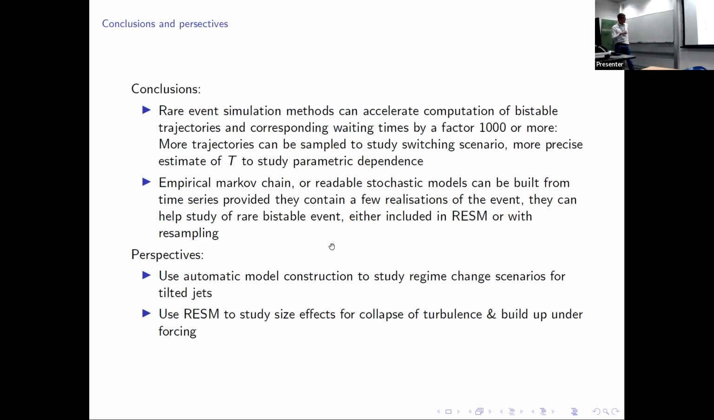So then as perspective, I plan to use again these systematic model constructions for the tilted jet problem to study basically all the bifurcation scenarios when you change the parameter for this specific problem in the experimental facility, and also use the relevant simulation methods to look further into the bistability of laminar and turbulent flow in plate flow. And among other things, what happens when you put some forcing to plate flow when it goes toward turbulence? What happens? I'm looking into these things.